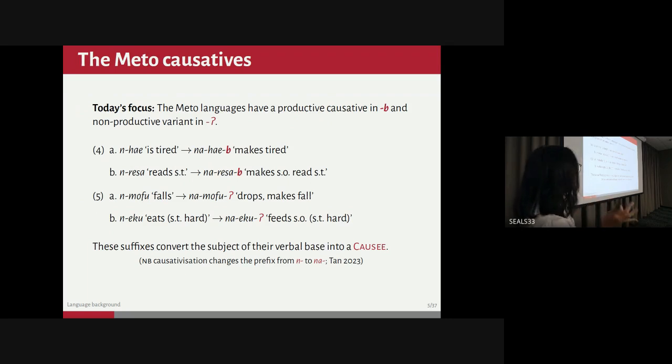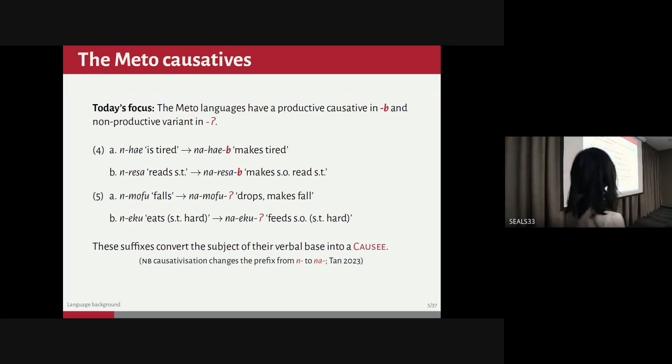And we can see that no matter what the argument structure of the base verb is, what happens is that the subject of the base turns into a causee. So to be tired, to tire someone out, hopefully this talk isn't doing that, and to fall versus to make something fall, aka to drop something. You might also notice that the prefix actually changes from N to na, and this is a reflex of there having previously been a causative pa prefix there from Proto-Malay-Polynesian that has now disappeared. And that's what this thing is. If you're interested in that, my whole dissertation is on this N to na change.